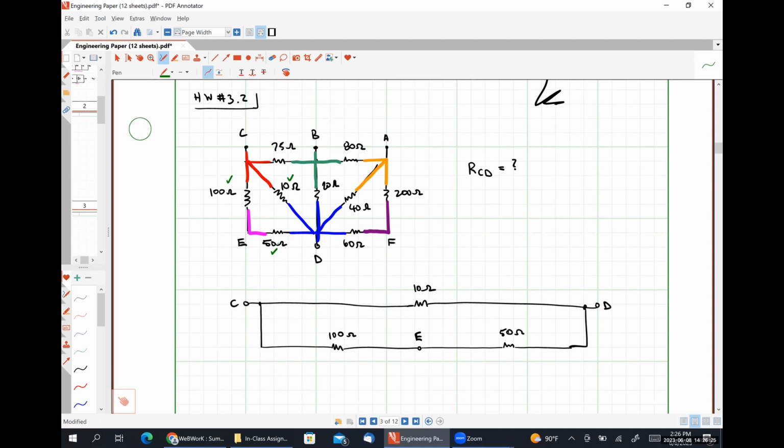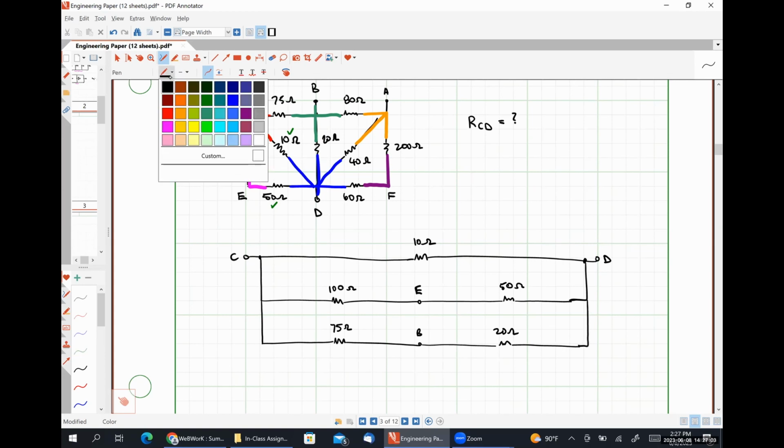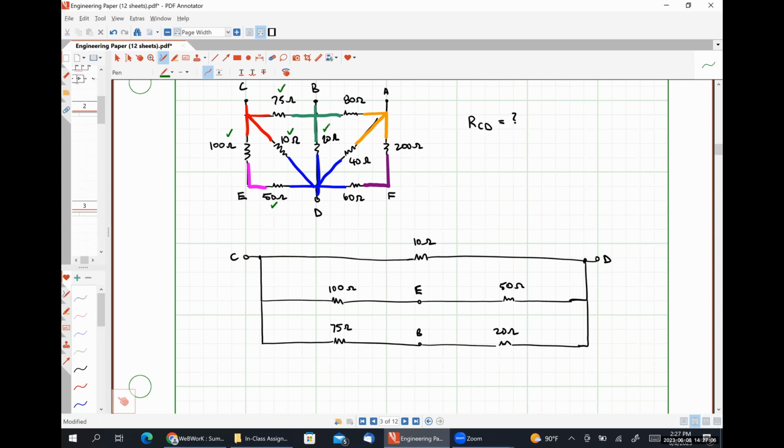Another way that I can go from C to D is to go from C to B to D. So I'm going to put node B here, also in the middle. To go from C to B, I go through the 75 ohm resistor. And to go from B to D, I go through the 20 ohm resistor. I'm going to put my little check marks. I've taken care of this guy and this guy.